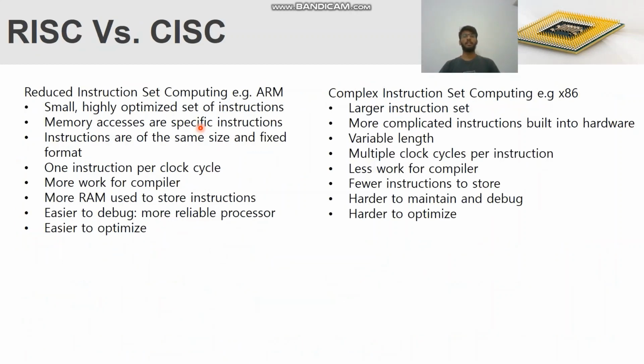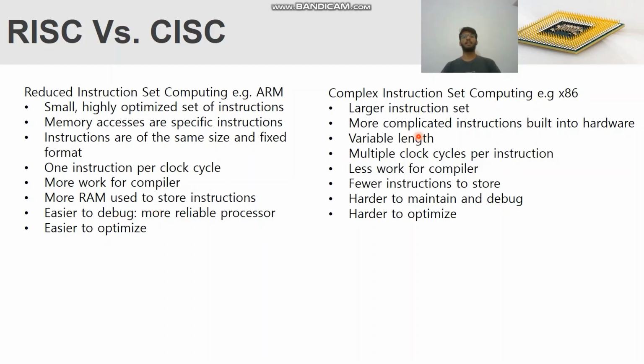Moving on to the next slide, here I have listed the key differences between RISC and CISC architecture. An example of a RISC-based CPU is the ARM architecture, and an example of a CISC-based CPU is the Intel x86 architecture. RISC architectures contain a small and highly optimized set of instructions, and instructions are of the same size and fixed format. These instructions require one clock cycle per instruction, and it uses more RAM to store instructions, and it is easier to debug and easier to optimize in the RISC architecture, hence a more reliable processor.